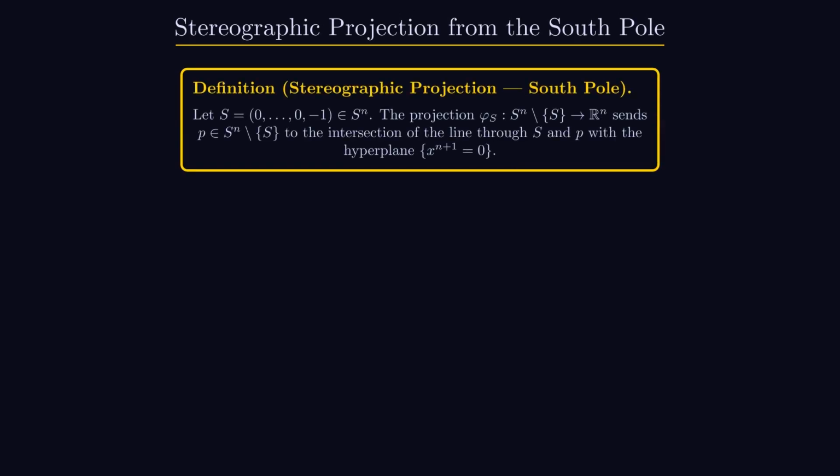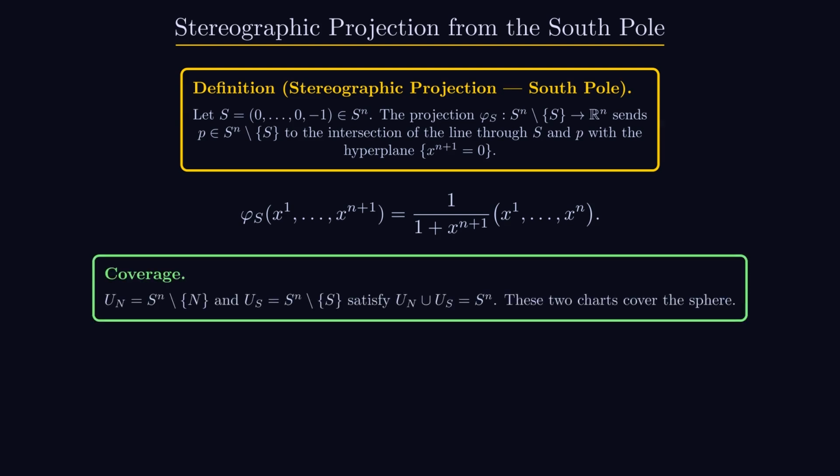The south pole projection is defined analogously. Let S be the south pole, the point with 0 entries except the last entry negative 1. The projection phi s maps each point P in Sn minus S to Rn via the line through S and P intersected with the equatorial hyperplane. The formula is phi s of x equals 1 over (1 plus x_{n+1}) times the vector of first n coordinates. Un is Sn minus the north pole, and Us is Sn minus the south pole. Their union is all of Sn. These two charts cover the sphere.